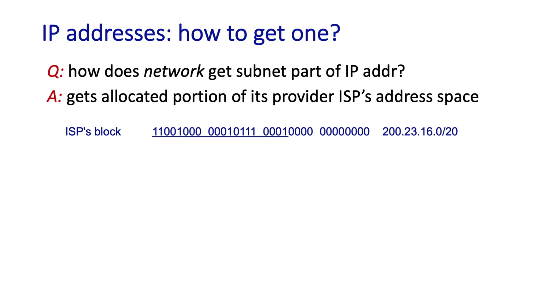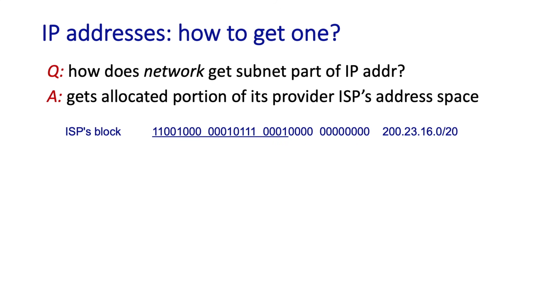So the other really big question that we still need to ask is, how does a network get a range of addresses to assign to the devices, actually to the device interfaces, in its network? Well, in many cases, it will be allocated a range of addresses in the IP address range that belongs to the ISP to which it is a customer network.